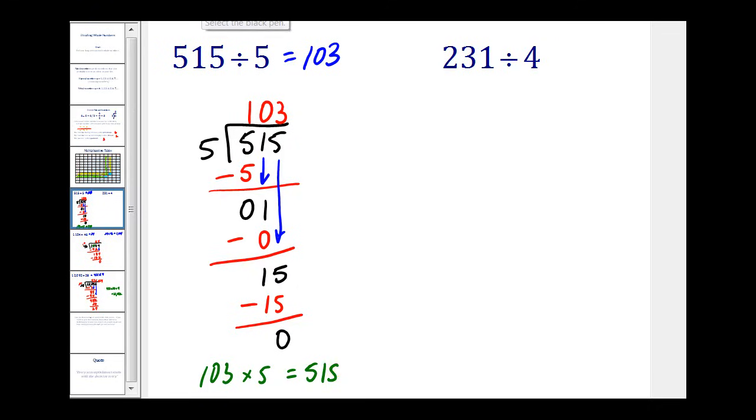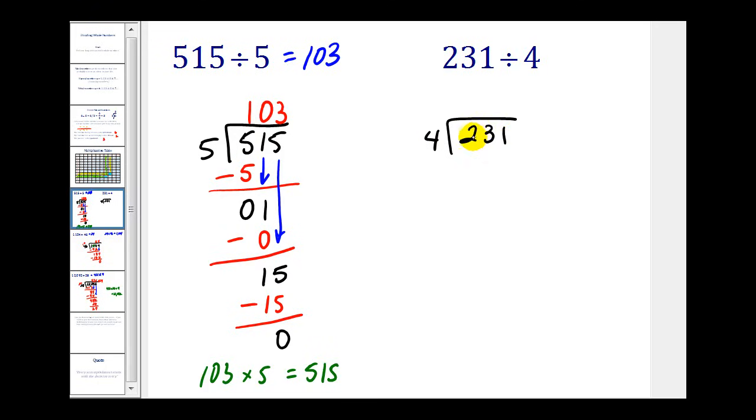Let's go and take a look at another example. Here we have 231 divided by 4. Let's go ahead and set it up, and we're going to follow the same procedure. We're going to be asking how many 4s there are in a variety of numbers to determine how many 4s there are in 231. And we start with the leftmost digits of the dividend.